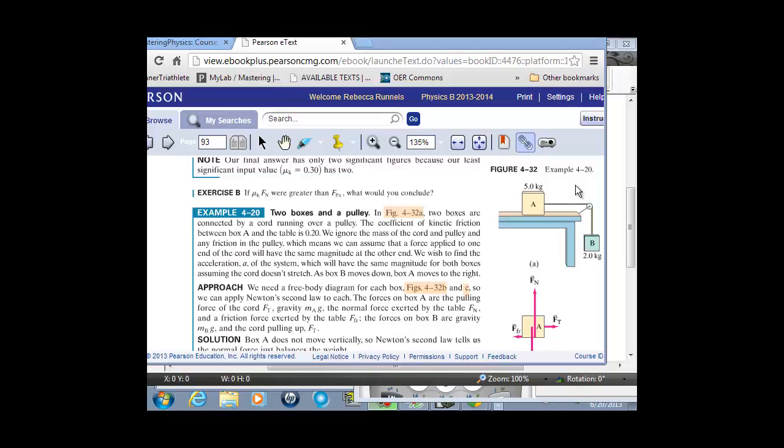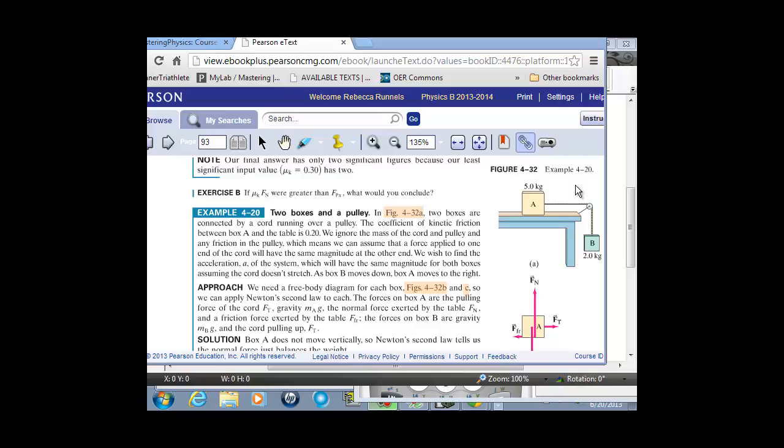So the coefficient of kinetic friction between box A and the table is 0.20. We're ignoring the mass of the cord and the pulley and any friction in the pulley, which means we can assume that a force applied to one end of the cord will have the same magnitude at the other end. Now it's also a little bit magic because the tension at one end is in one direction and the tension at the other end is in the other direction.